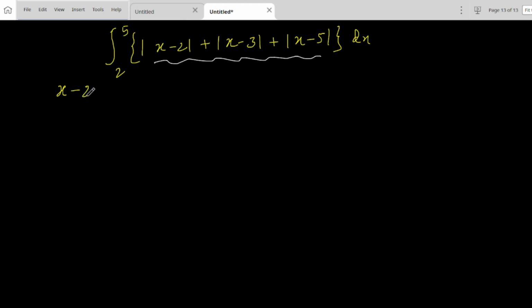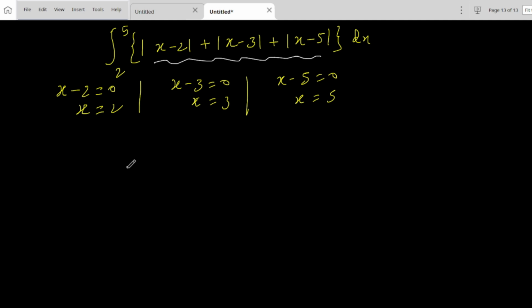To find the critical points, we equate each modulus with 0 separately. So x minus 2 equals 0, x equals 2, which means the first critical point is 2. Then for the second critical point, x minus 3 equals 0, x equals 3. Then the third critical point, x minus 5 equals 0, x equals 5.